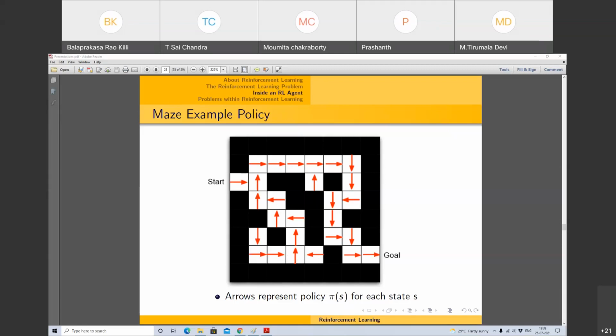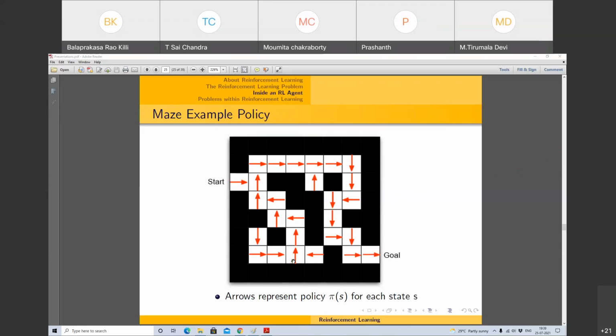Yeah, some comment came: reward should be based on direction. But how will you give reward based on direction? The agent doesn't know where the goal is. You see, here the problem is the agent doesn't know about the environment. It doesn't know where the goal is. The goal may be here, the goal may be here. This may be the goal, or this may be the goal. It doesn't know which direction to move.